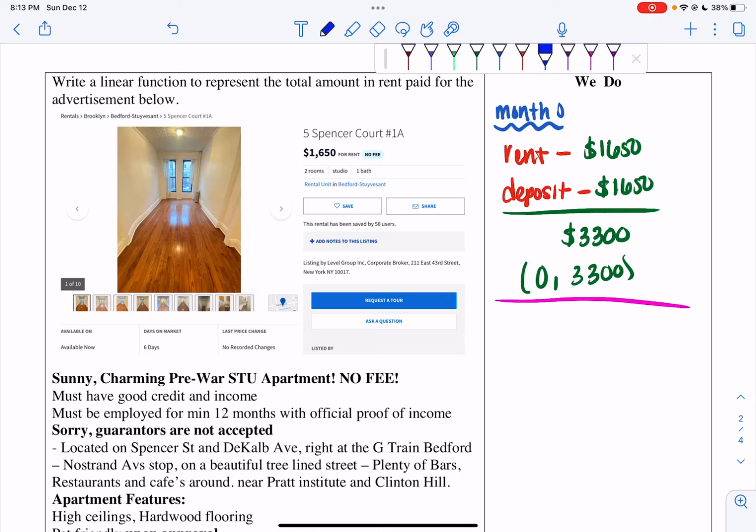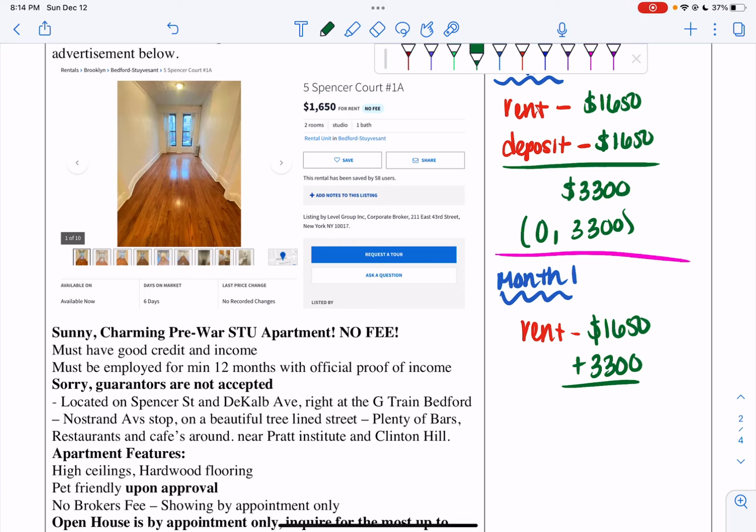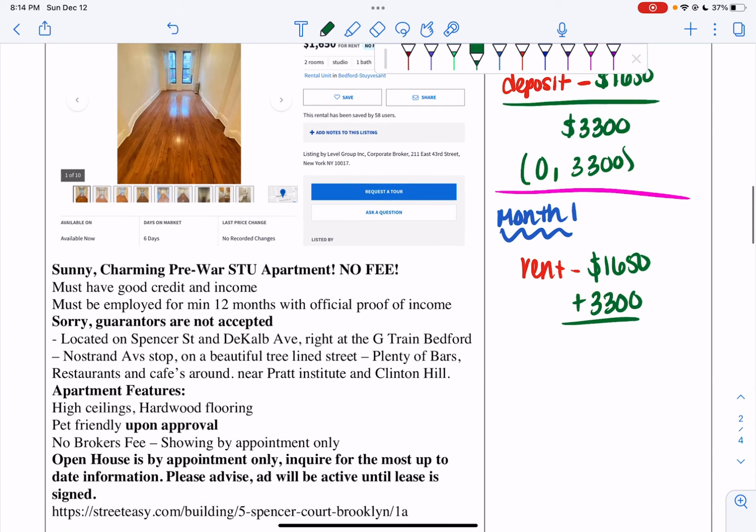Now I want to figure out what happens at month 1. So I'm really just paying rent again, which in this case is just another $1,650. So I add that to my $3,300, and I get $4,950. So I can now represent month 1 as (1, $4,950).